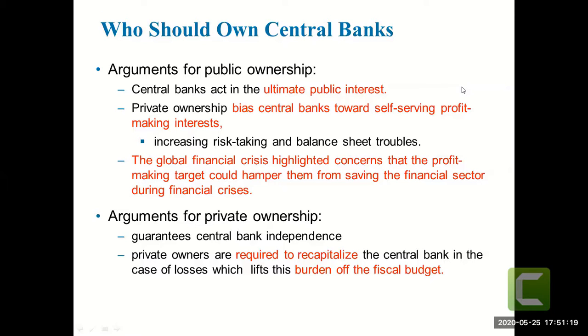So what about private ownership? They have a profit-oriented interest. Private owners try to maximize self-serving profit maximization interest. Profit maximization interest may affect the goal of central banks.